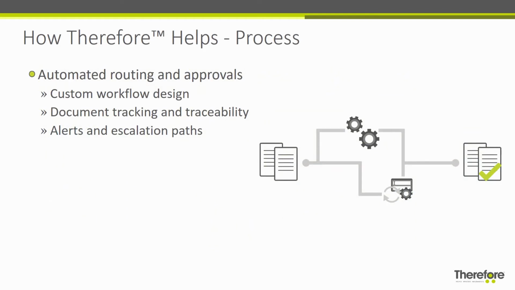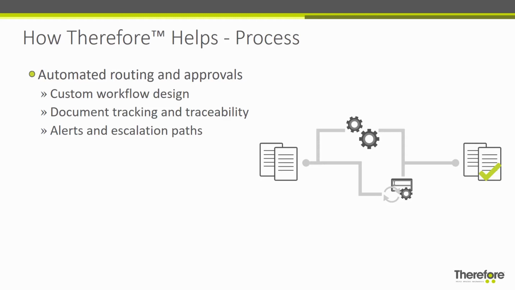So when we talk about how Therefore helps you process information, we're referring to Therefore's automated workflow functionality. So using a simple drag and drop interface in Therefore, you can design work processes without any programming knowledge, since it's all based on a visual interface. Specific to contract management, this means you can map out processes for automated routing and approvals of your contracts or related documents. Now, the Therefore workflow engine gives you the power to create a fully custom design so you can optimize the process to suit your exact needs.